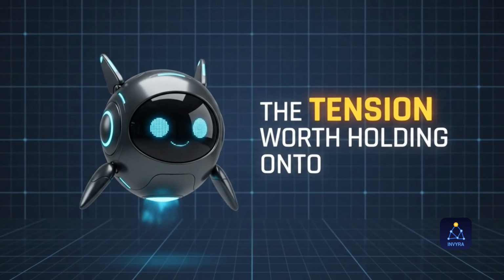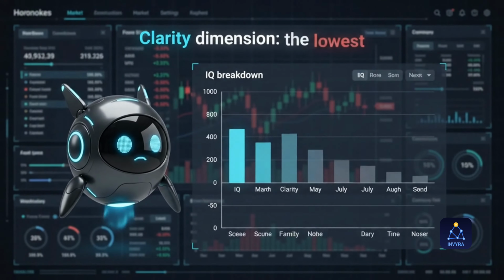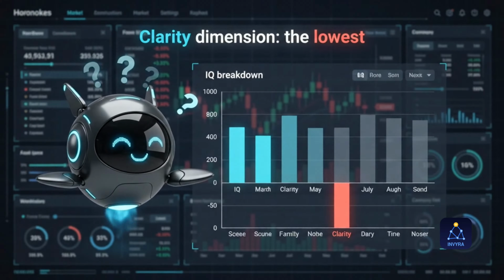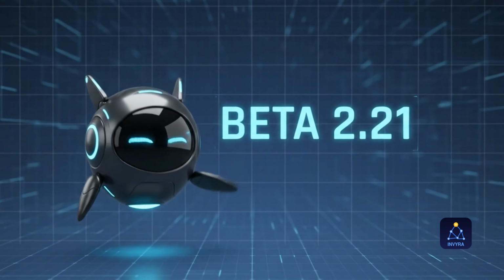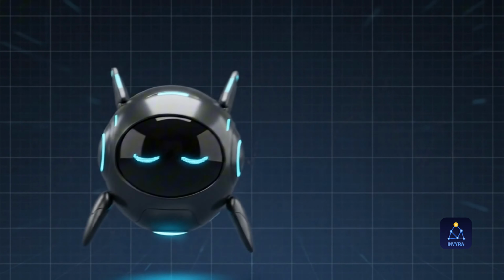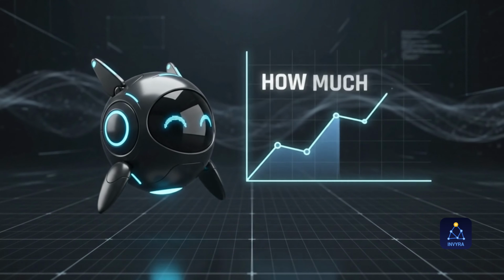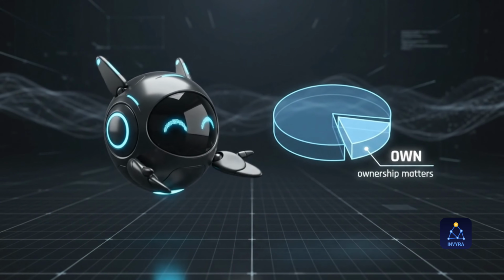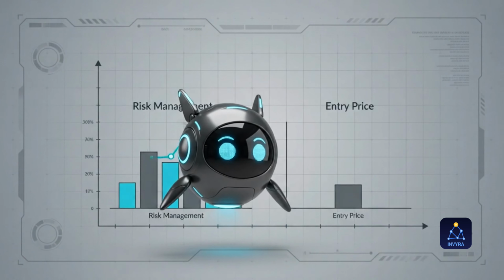The tension worth holding on to. The smart money signal is bearish. The clarity dimension, the lowest in the IQ breakdown, reflects real uncertainty in modeling where this business goes from here. And at a beta of 2.21, this stock moves harder than most in either direction. That doesn't change the fundamental picture, but it does mean how much you own matters as much as whether you own it. Position sizing is where the real risk management happens here, not the entry price.